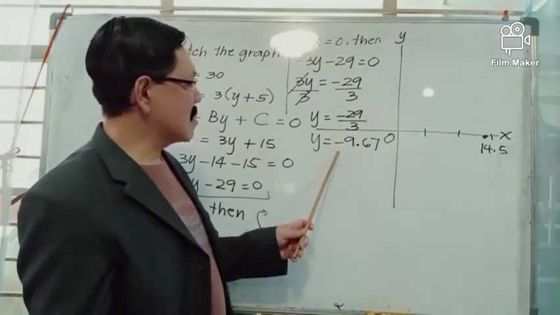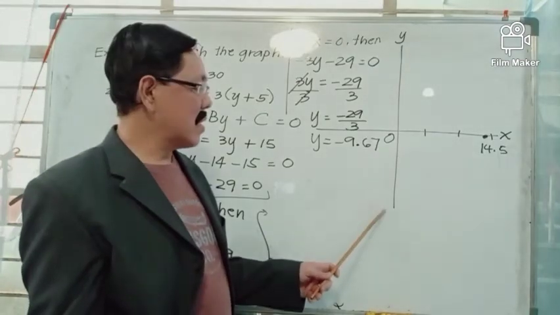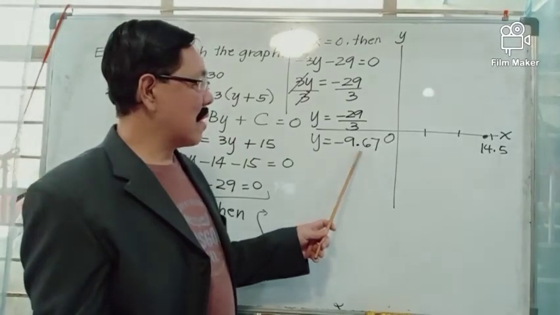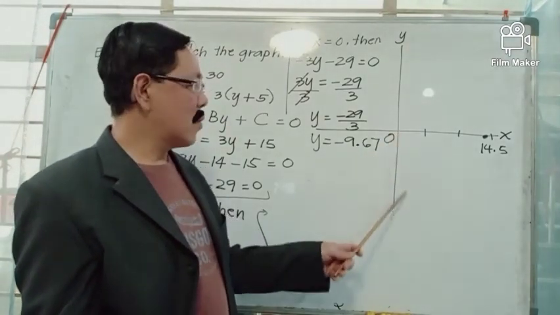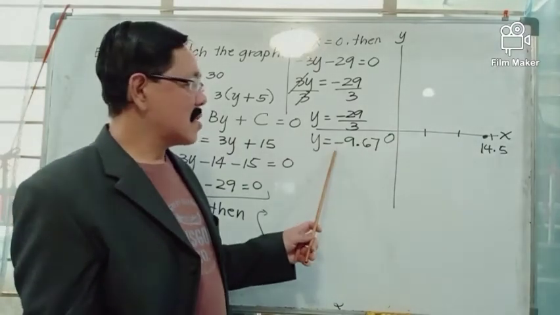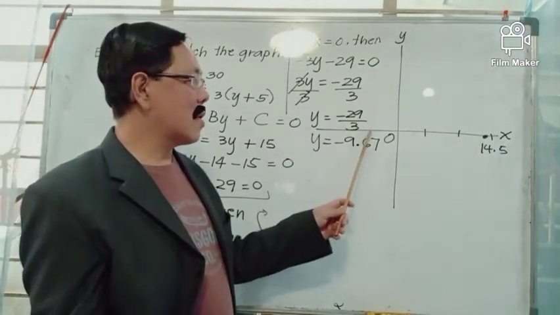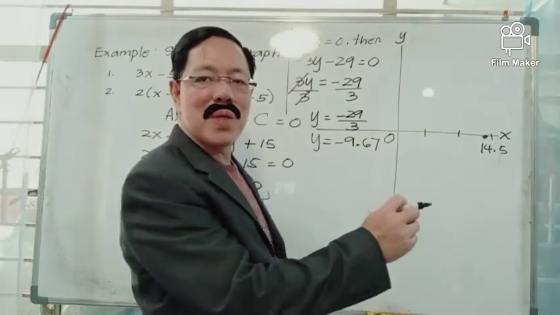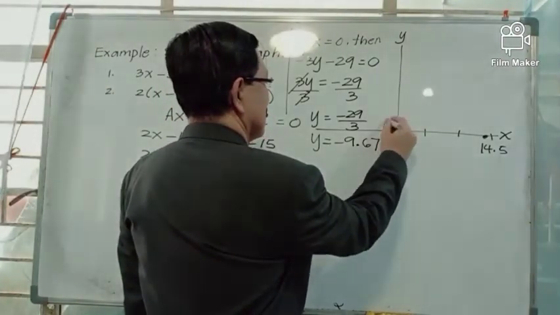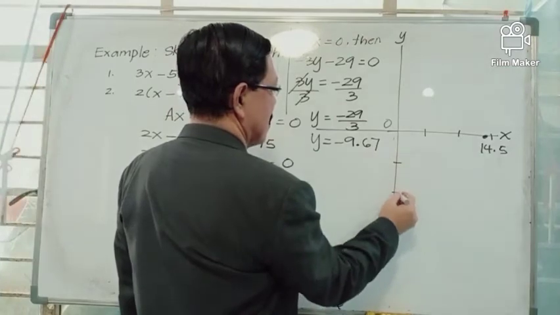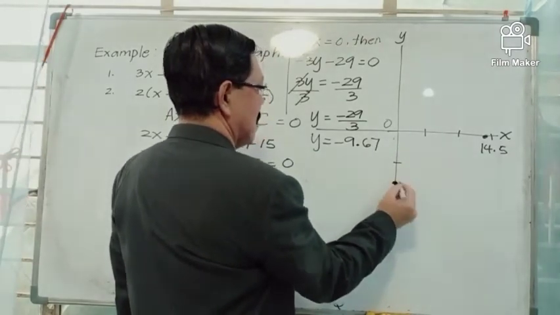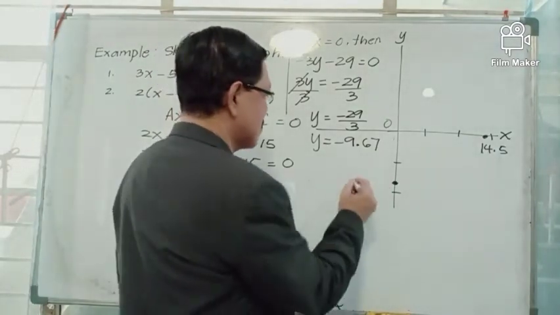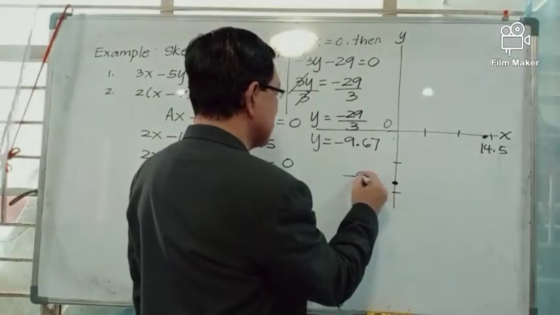Now we locate this y equals negative 9.67 on the vertical axis or y-axis. You count approximately 9.67 units from the origin downward. Since the value of y is negative, this point on the vertical axis is below the horizontal axis or the x-axis. I will use 5 unit intervals. 5, 10. And I approximate negative 9.67. This point is negative 9.67.